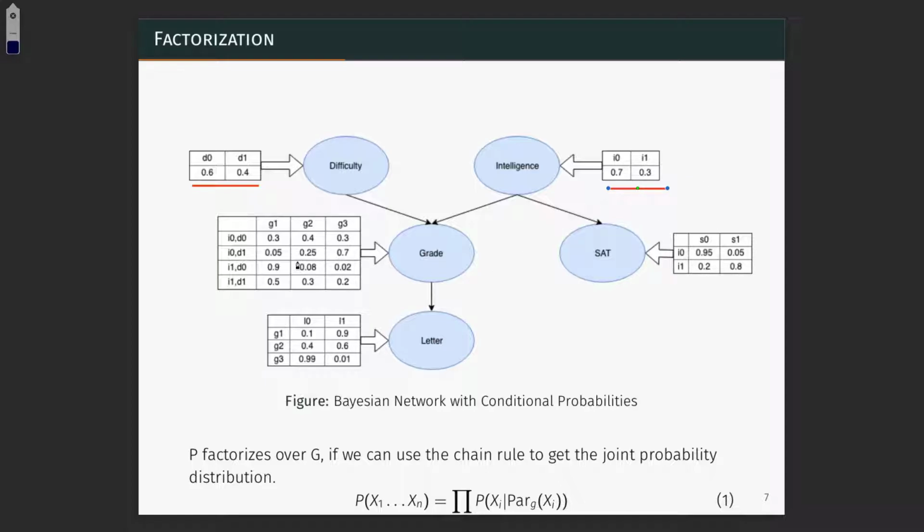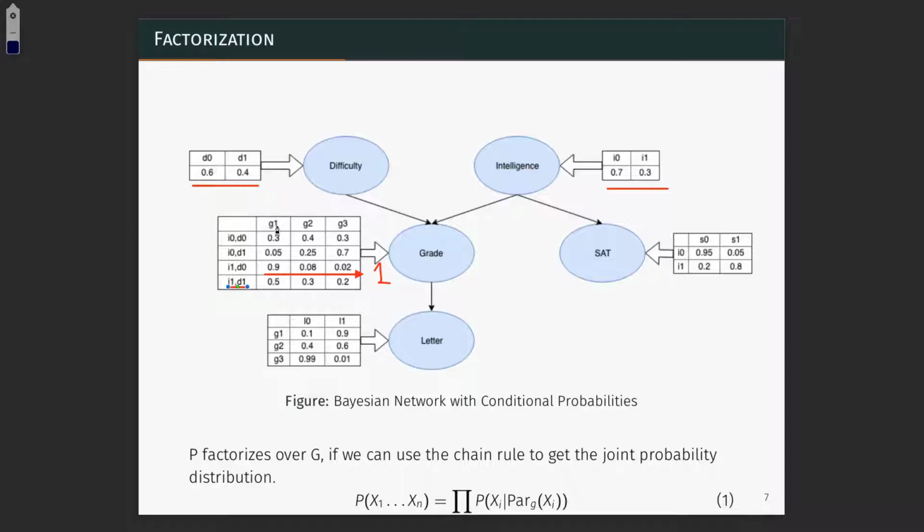So, for example, here in grade, the sum in this direction or the other way has to be equal to 1. For the SAT, SAT has a dependency on whether the person is intelligent or not. I0 basically means the person is not intelligent, while I1 means that the person is intelligent. If the intelligence is 0, the probability of not nailing the SAT is 0.95, which is according to reality. The more intelligent, the better the scores in this kind of test.